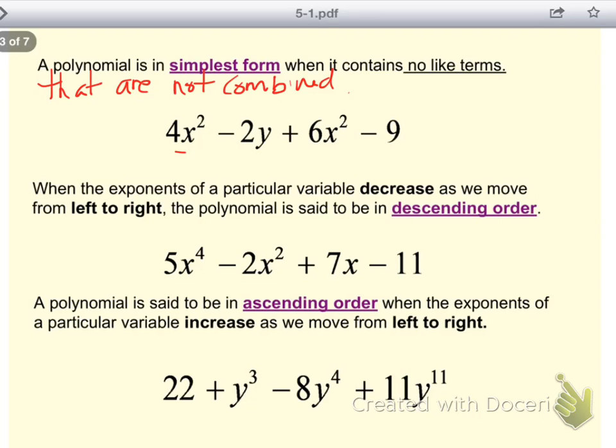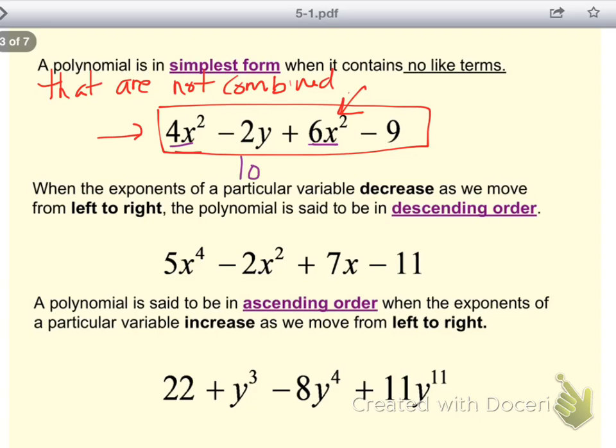Okay, so this right here is not simplified, because both this and this are like terms, so I've got to add them together. So I would get 6x plus 4x is 10x squared minus 2x minus 9. Now this right here is the simplest form of the expression, or the trinomial, because it's 3 unlike terms.